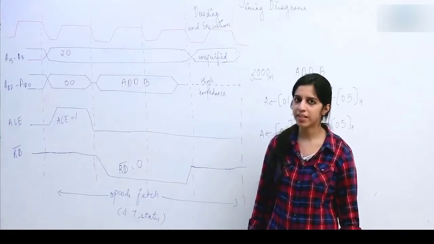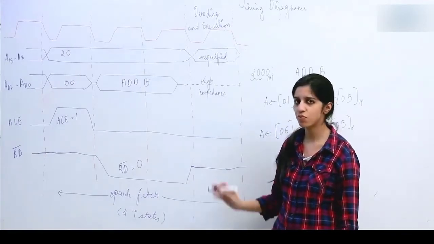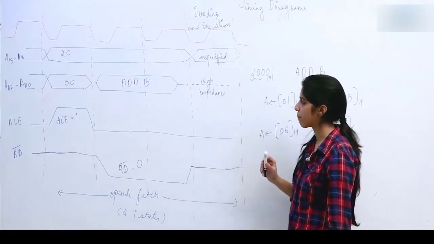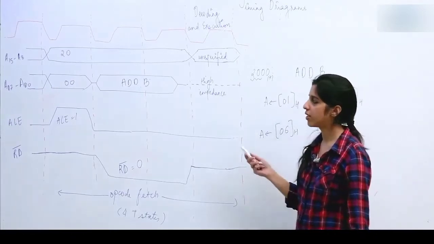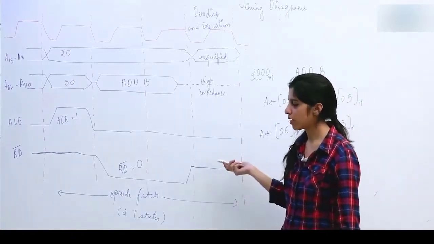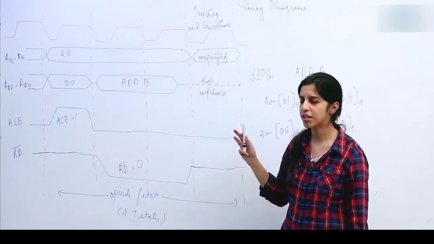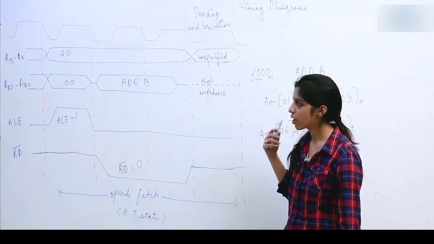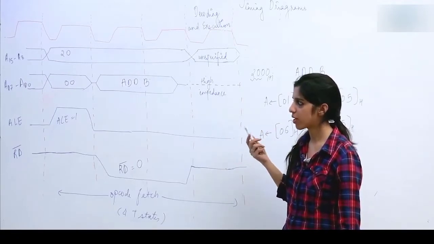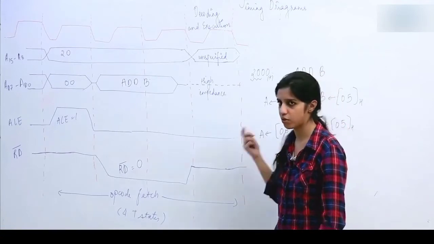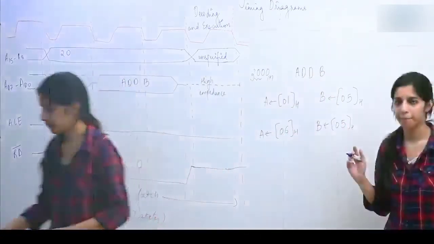Generally for memory read you are going to require 3 T states. We just had a look in the first example at how you are going to read the data from the memory. Okay, and for memory write also generally 3 T states are required. Although there are some other timing diagrams. Okay, let us have a look at another timing diagram.